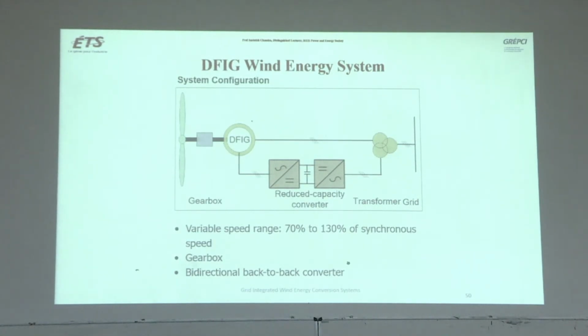So as you know, this is basically a double wound induction machine, right? On the rotor side, you have winding, on the stator side, you have winding. Stator, you are directly connecting to the grid here. This is the wind turbine and the gearbox. This is a gearbox.